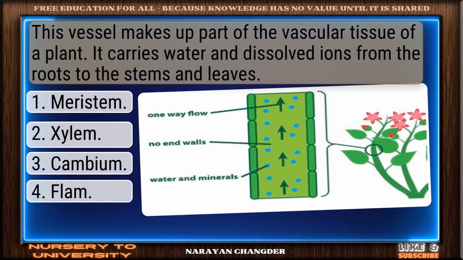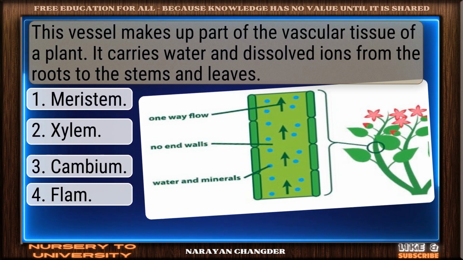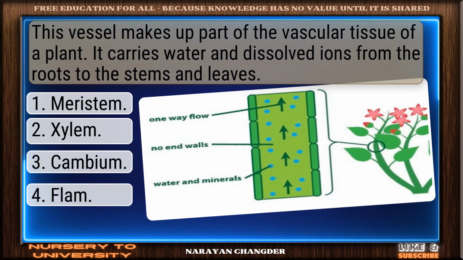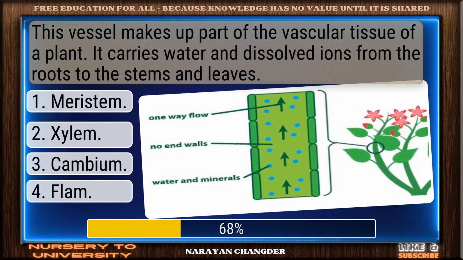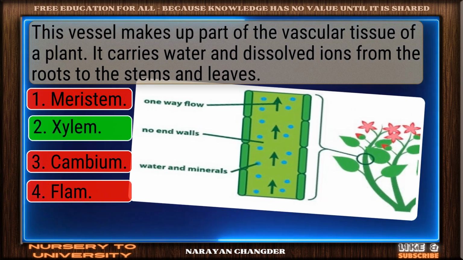Question number 3. This vessel makes up part of the vascular tissue of a plant. It carries water and dissolved ions from the roots to the stems and leaves. On track? Xylem is the correct answer.